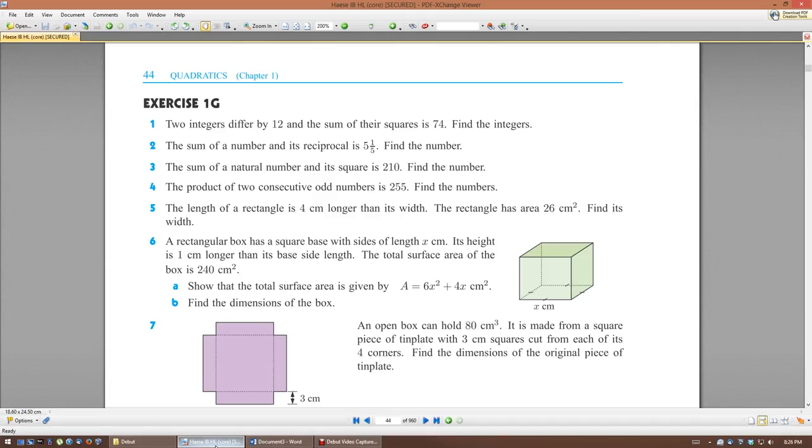In this video I'm going to do an example of a relatively simple quadratic problem solving question. Okay, so the question I'm going to look at is this one here, question 2. The sum of a number and its reciprocal is 5 1/5. Find the number. So the first step is to allocate a pronumeral to what it is we're trying to find, in this case a number.